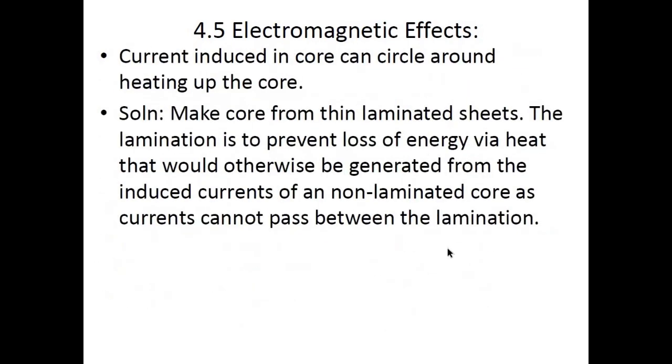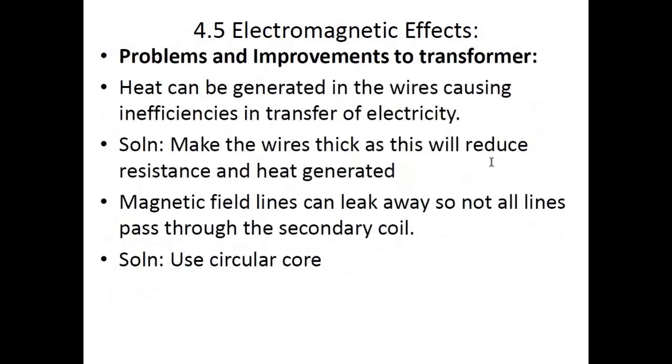Current induced in the core can circle around, heating up the core. To solve it, make the core from thin laminated sheets. The lamination is to prevent loss of energy via heat, whereas a non-laminated core would dissipate a lot of heat energy, hence reducing the efficiency of the transformer. These points would actually help you out in your Paper 4, the ATP.